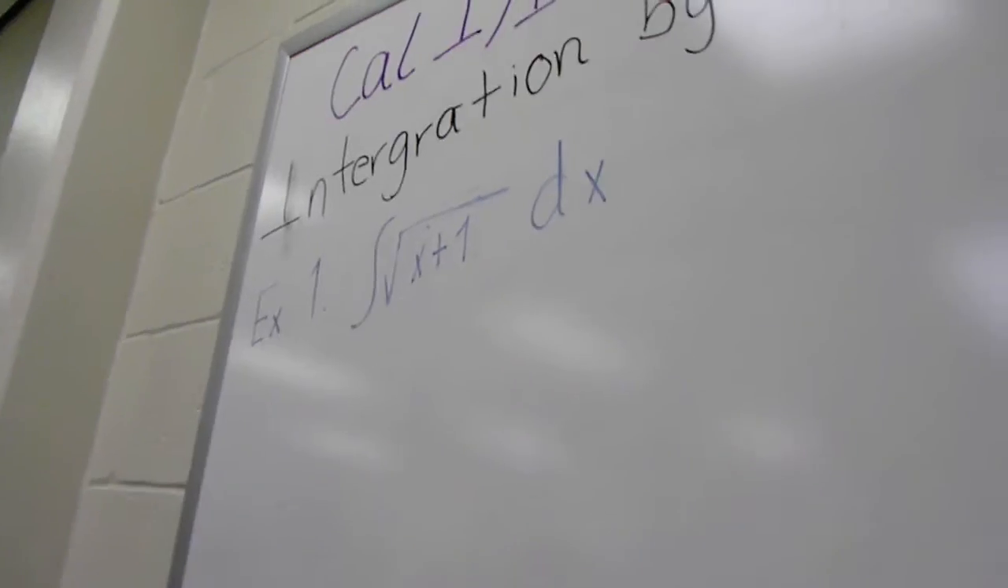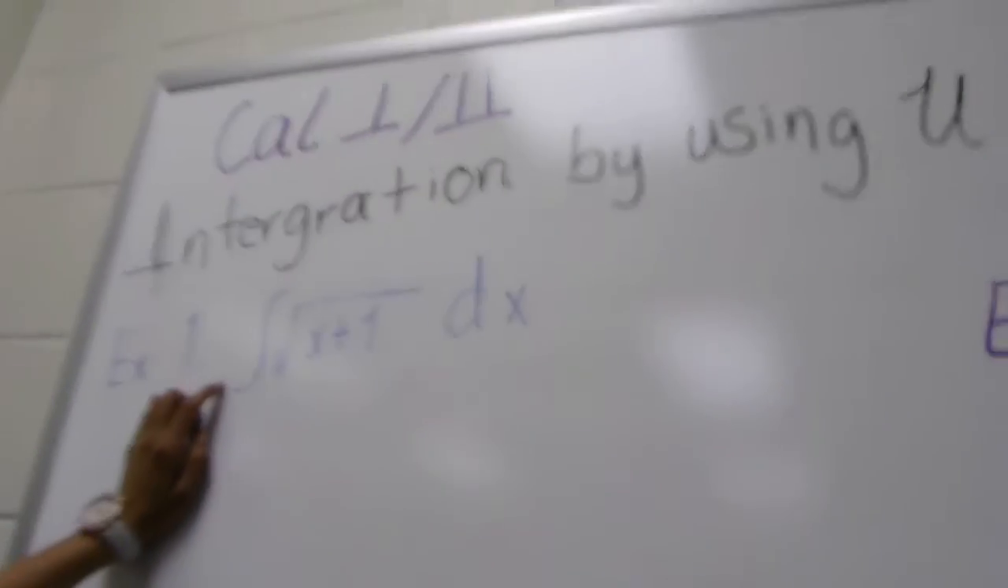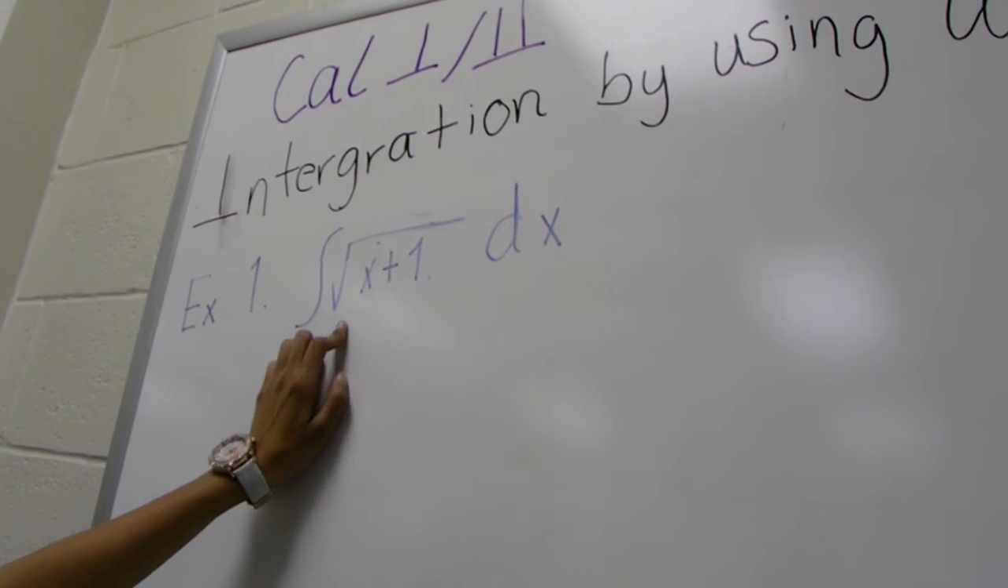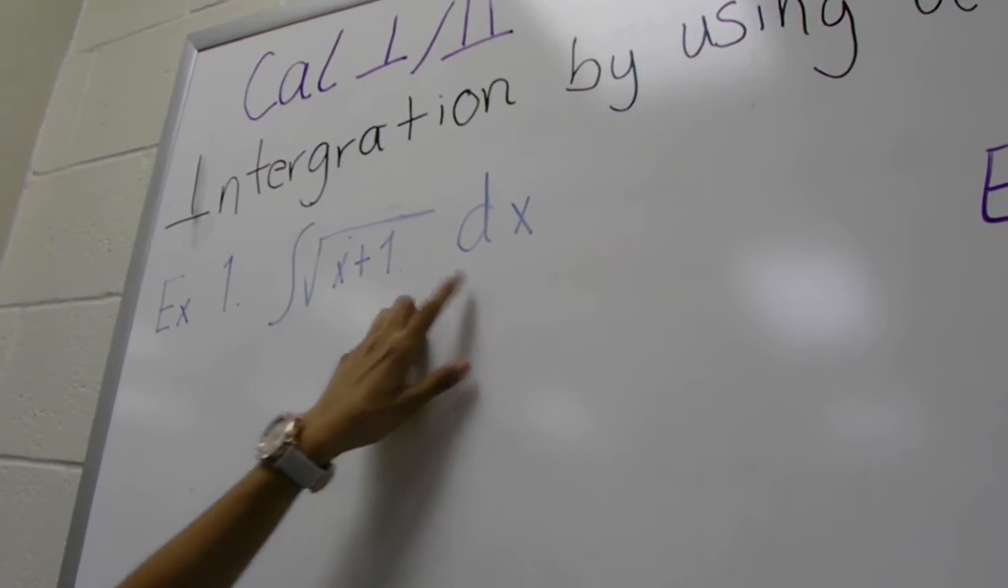And now I'm going to teach you a brief Calculus 2 review of integration by using u substitution. Okay, let's start. We have two examples, but the first example is integrating the square root of x plus 1 dx.